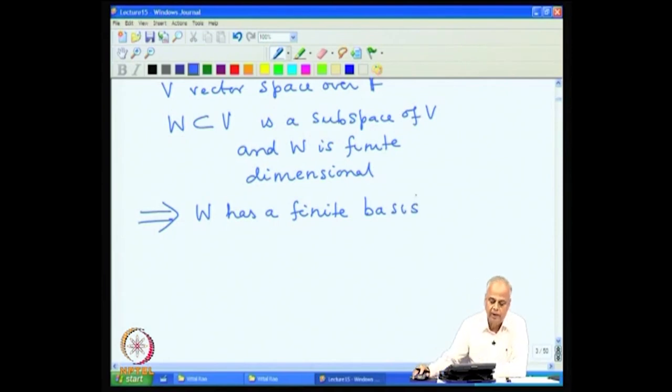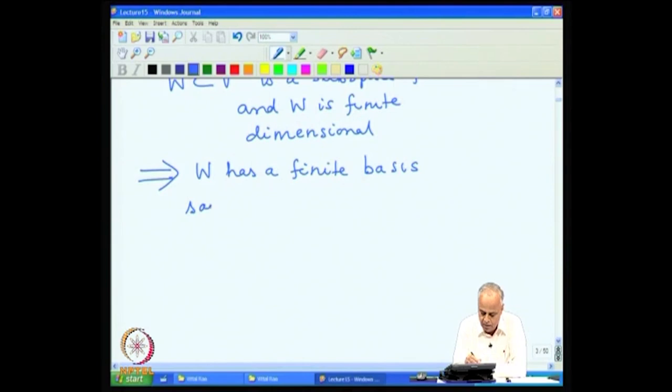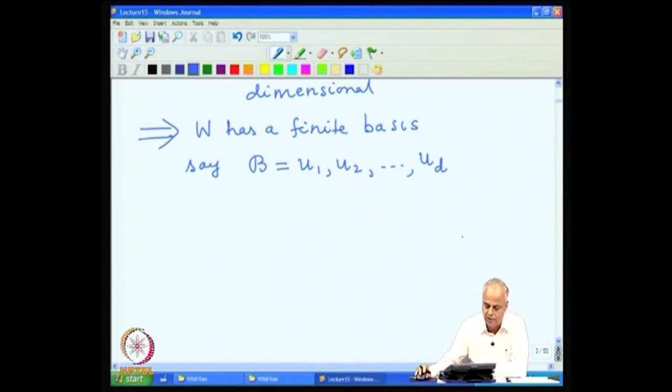So, let us look at a finite basis B. It must have a finite number of vectors. So, let us say it has d vectors u1, u2 and so on ud. We know it has a finite basis because we know it is a finite dimensional subspace. Suppose we have a finite basis and it has d vectors in it. We call them u1, u2, ud.